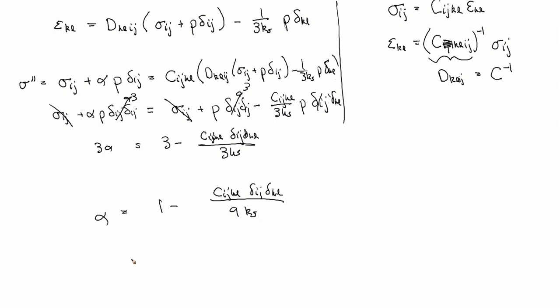And if you assume that it's an isotropic material, so the CIJKL has 21 components in general, if I assume it's isotropic, this becomes 1 minus K over KS. Right. So again, this is Biot's coefficient. It's 1 minus K over KS for an isotropic material, where this K is the bulk modulus of the skeleton, the thing you'd measure in the lab, divided by the bulk modulus of the solid material only.